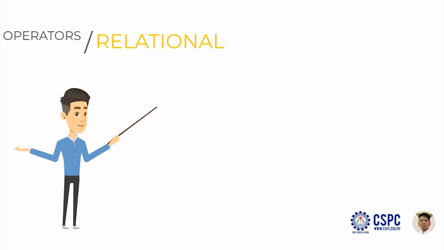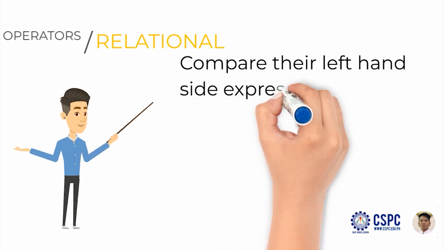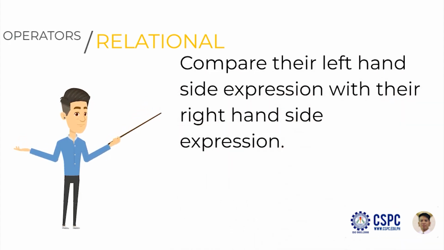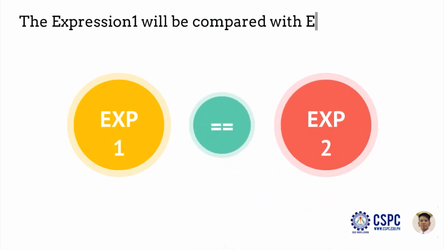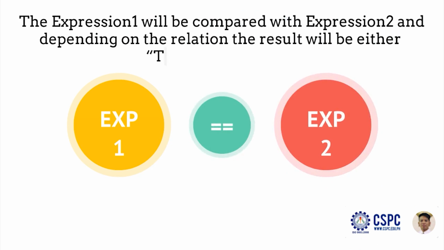Relational operators are used to compare arithmetic, logical, and character expressions. This operator compares their left-hand side expression with their right-hand side expression. It is used to compare the value of two expressions depending on their relation. If the expression is false, it evaluates to 0. If the expression is true, it evaluates to 1. The expression 1 will be compared with expression 2, and depending on the relation, the result will be either true or false.